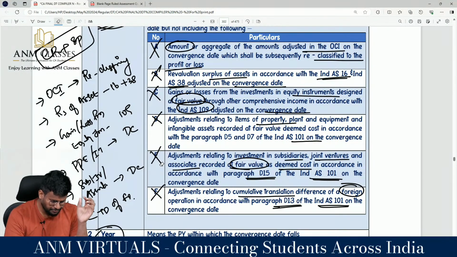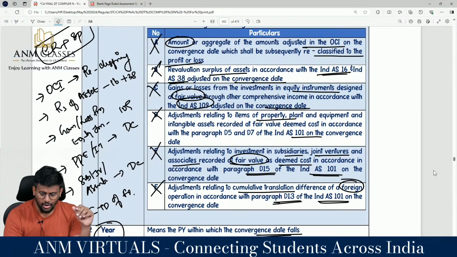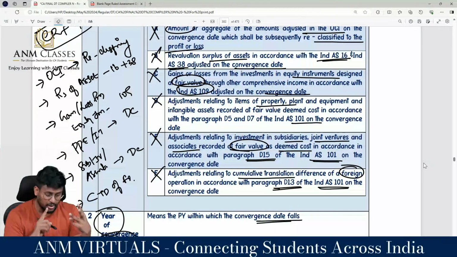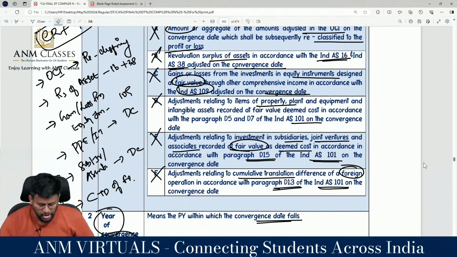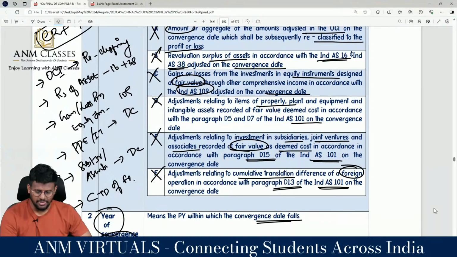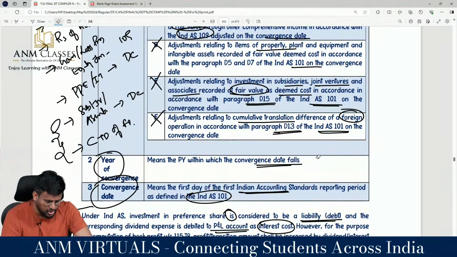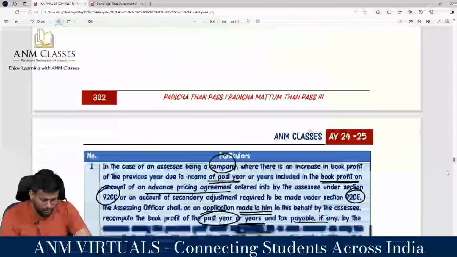Then revaluation surplus of any asset as per Ind AS 16 and Ind AS 38, gain or loss from equity instruments as per Ind AS 109, PPE or intangible assets as per the deemed cost concept, or investment in subsidiary, joint venture and associates at deemed cost. And the last one, cumulative translation difference of foreign operations. Sir, these items will not go and park in the transition amount. We have read with the year of convergence.